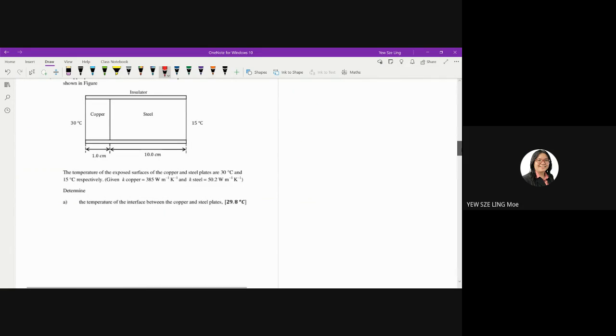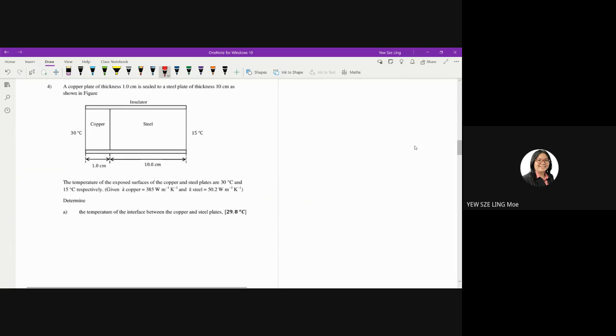Okay, so let's look at question 4. A copper plate of thickness 1 cm is sealed to a steel plate of thickness 10 cm as shown in the figure. So now you have a steel plate and then you put a layer of copper plate in front of the steel. So it is 1 cm and 10 cm here.